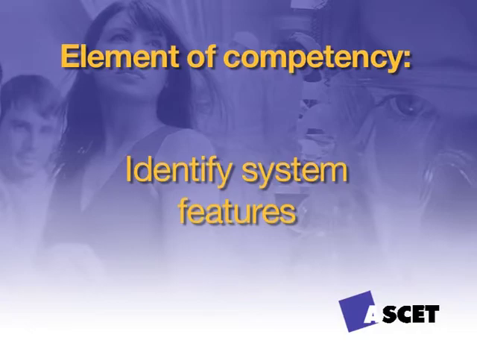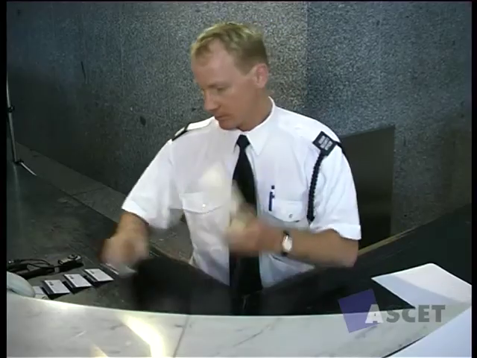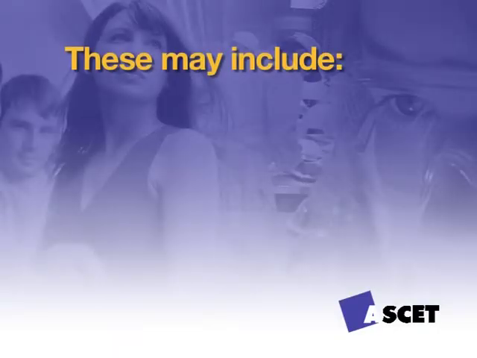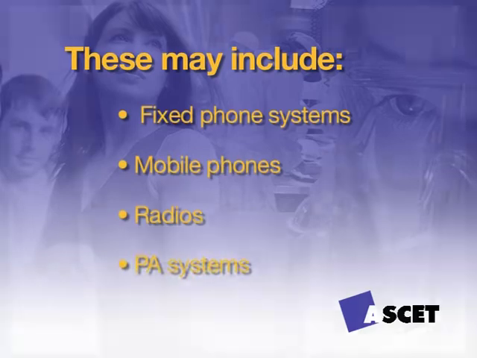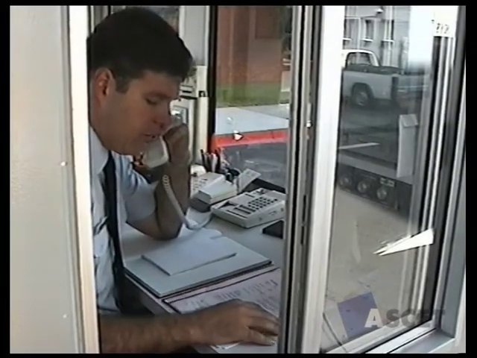Identify system features. Regardless of your role in the security industry, your workplace will have a communication system or systems that you will need to be familiar with. These may include fixed phone systems, mobile phones, radios, and PA systems. You must identify all control functions of your required systems.